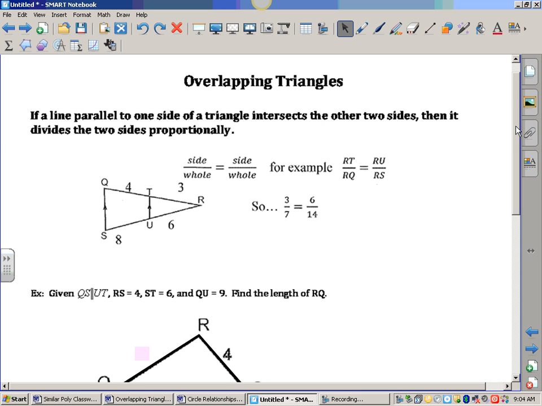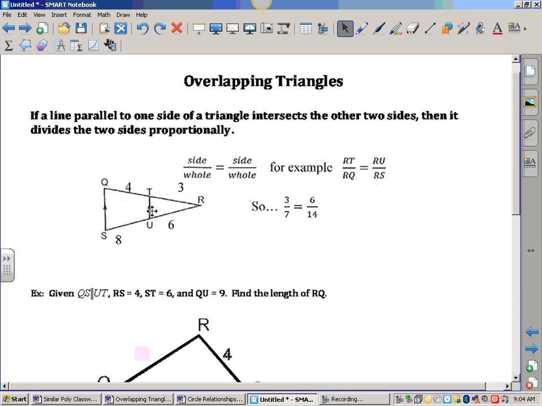Overlapping triangles are formed when you have an original triangle. Like, for example, this one down here, RQS is just a plain old big triangle. Try to forget that this line is here. So you take a regular triangle and then a parallel line, a line that has the same exact slope to one of the sides of the triangle, cuts through the other two sides.